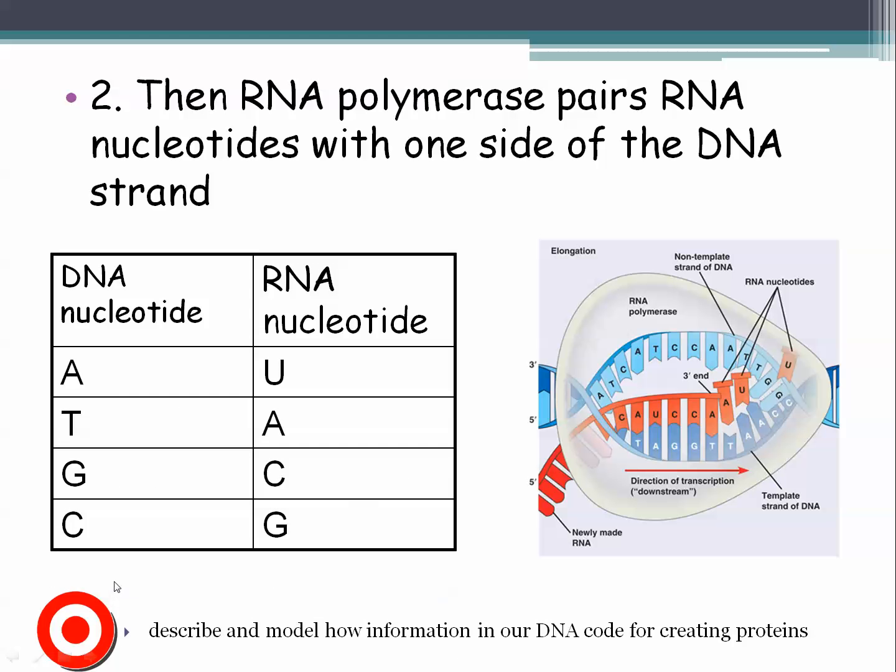And very similar to what we learned in replication, there's base pairing rules. DNA nucleotides: if here's our nucleotide, A is going to complement U. Thymine is going to complement adenine. Guanine is going to complement cytosine. Cytosine is going to complement guanine. So U stands for uracil. So in RNA we have uracil, where in DNA we have thymine. So there's no thymine over here, and there's no uracil over here.